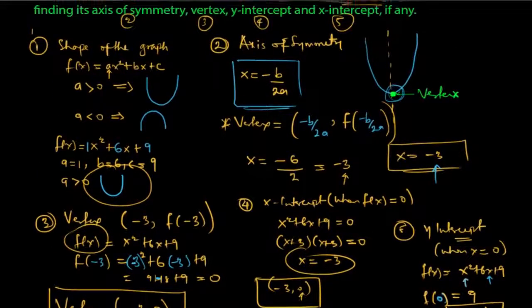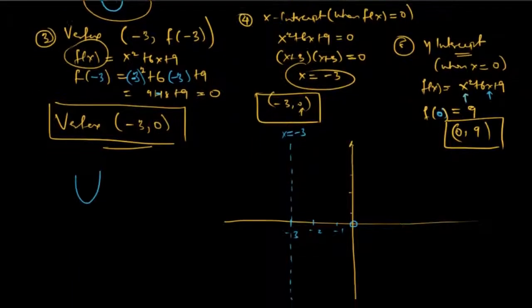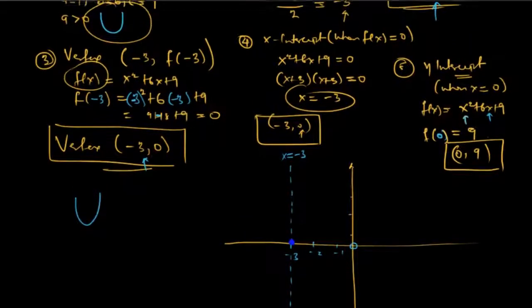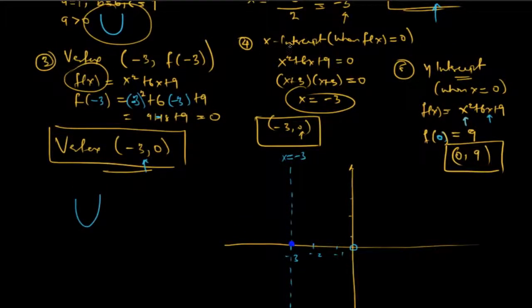The next information I want to use is the vertex, which is here. My vertex has a coordinate of -3, 0. That is, when x is -3, f of x is 0. So that is this point here. That's what I have, but it doesn't stop there. I also need the x-intercept. The x-intercept is -3, 0, which is also the same point here.